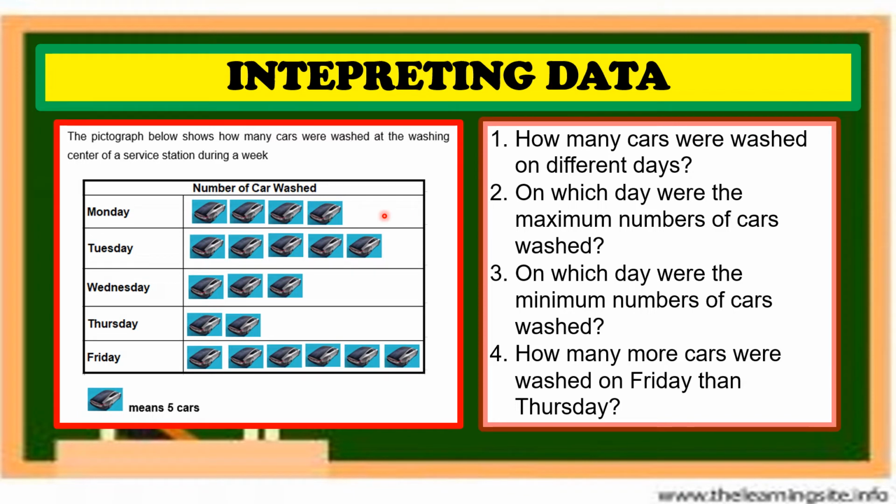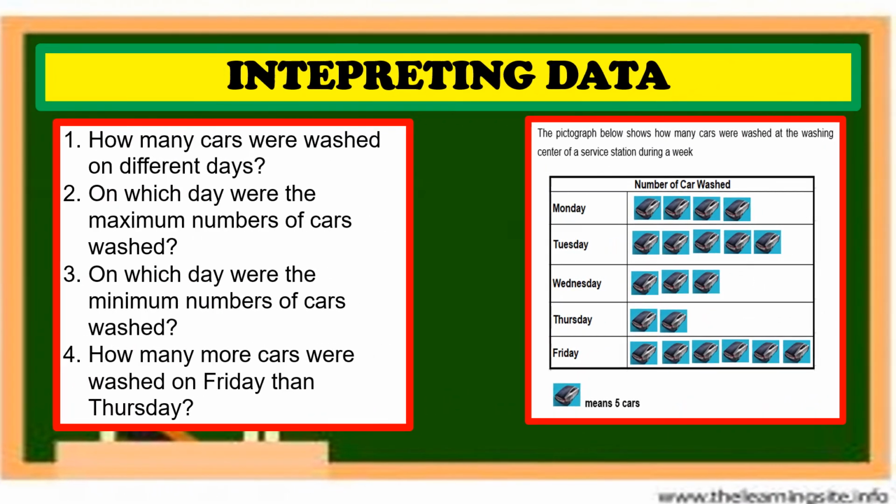Data. So we have 1 car means 5 cars. So we need to interpret the following data. We will now answer the problem. How many cars were washed on different days? Since 1 is represented as 5: 5, 10, 15, 20, 25, 30, 35, 40, 45, 50, 55, 60, 65, 70, 75, 80, 85, 90, 95, 100.